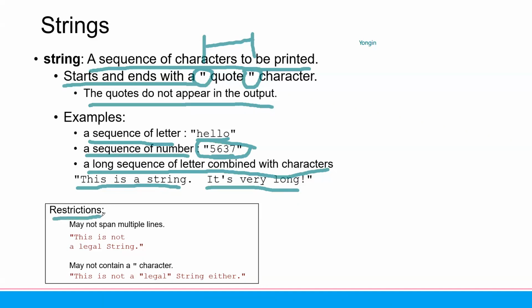The restriction: it may not span multiple lines. So you cannot have more than one line to print the string. And it may not contain a double quote character. So for example, this is not legal. We have another double quote in between the text, and this is not possible.